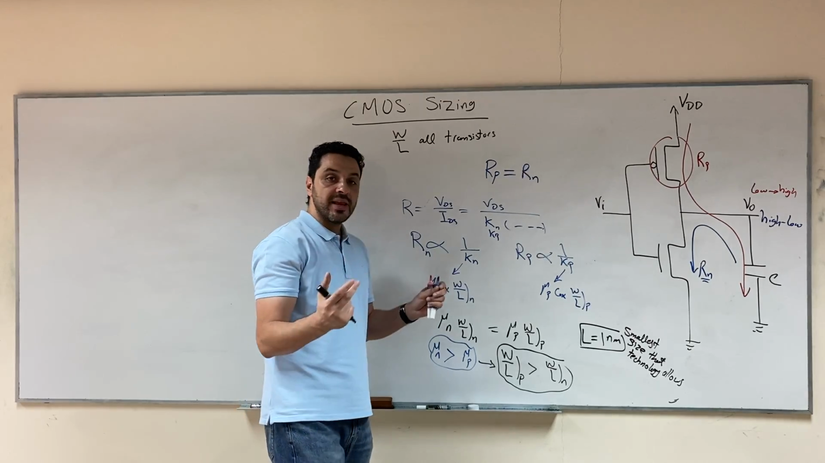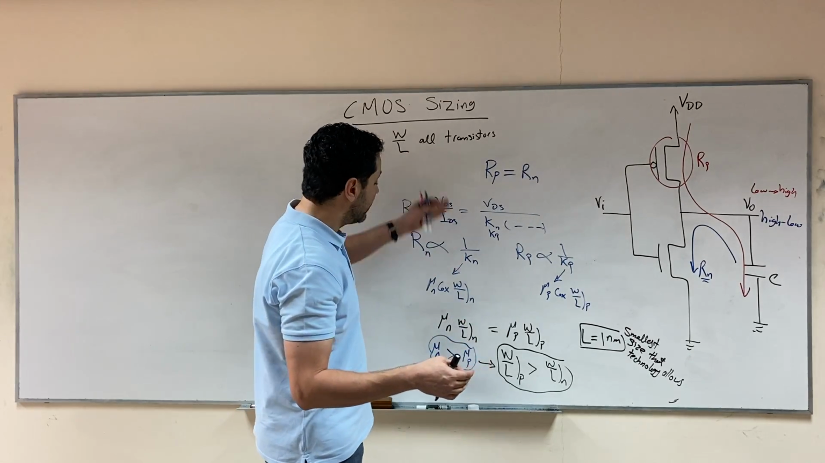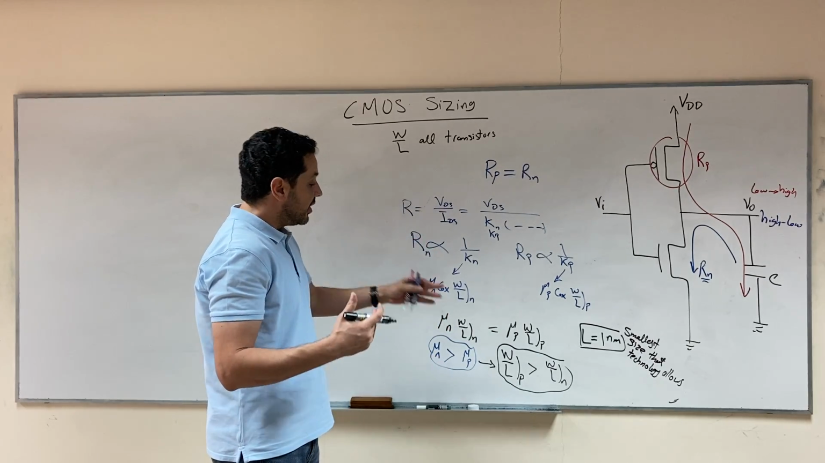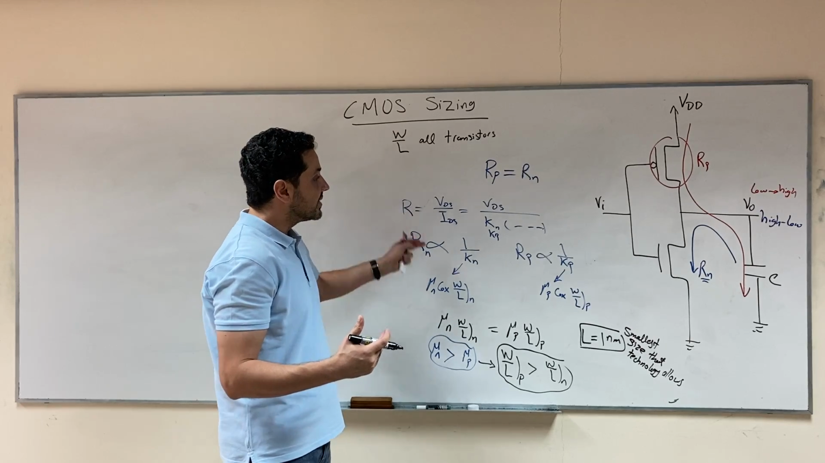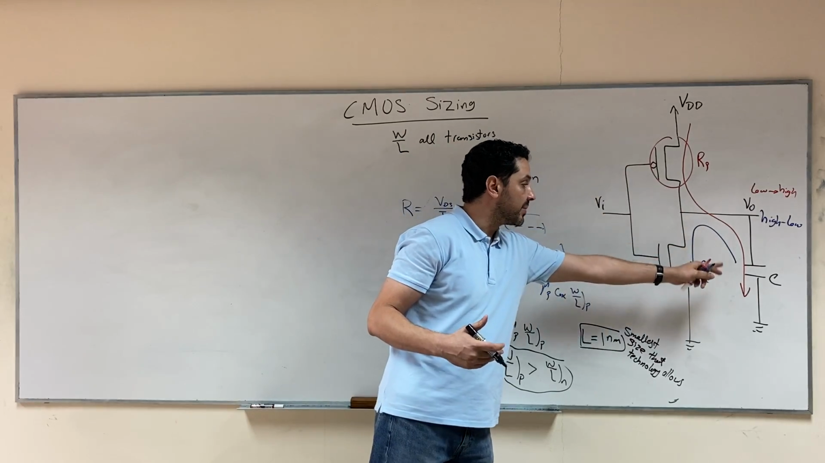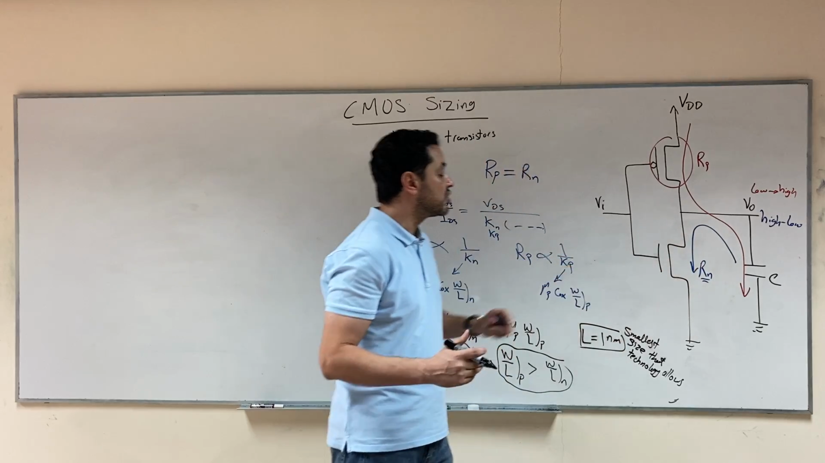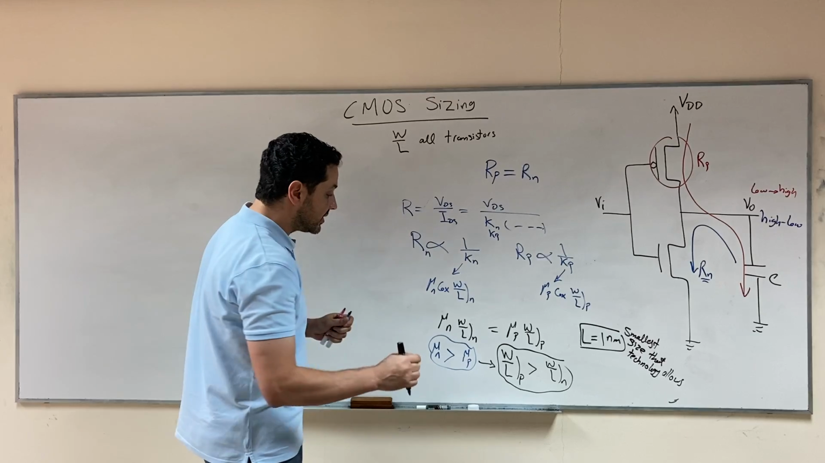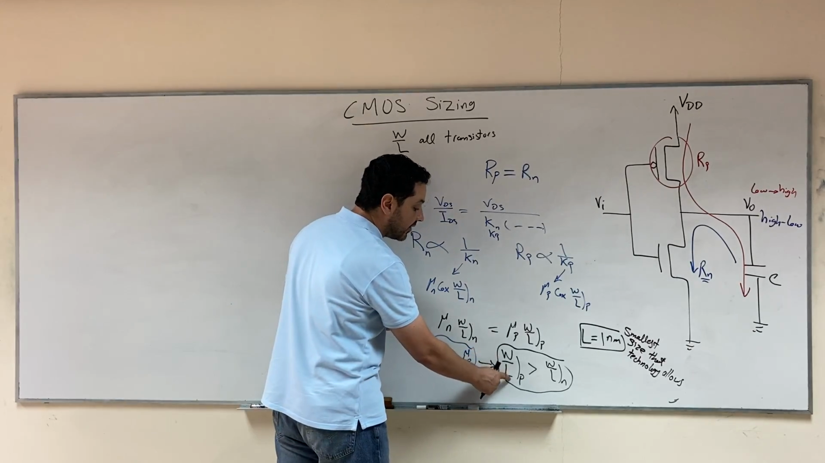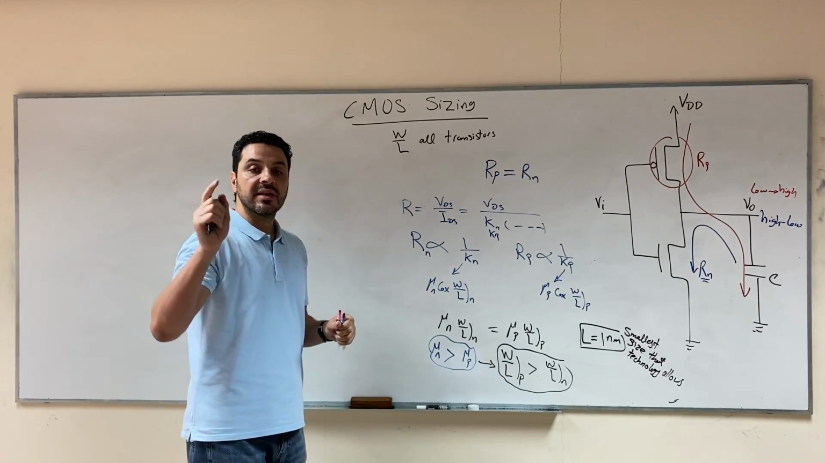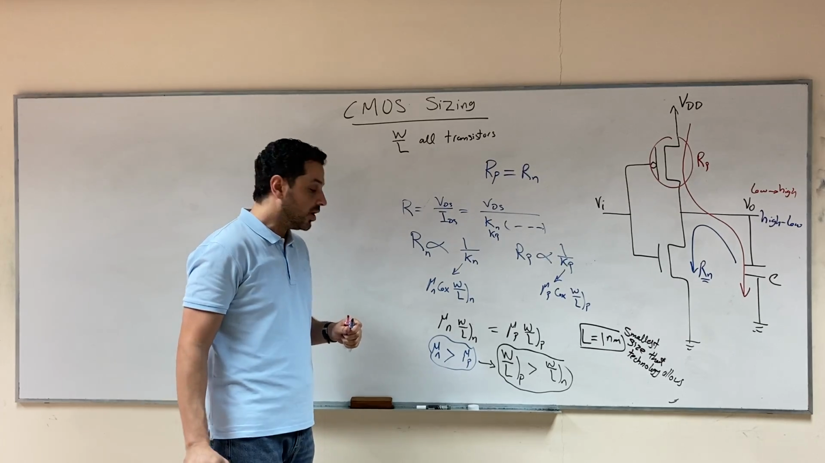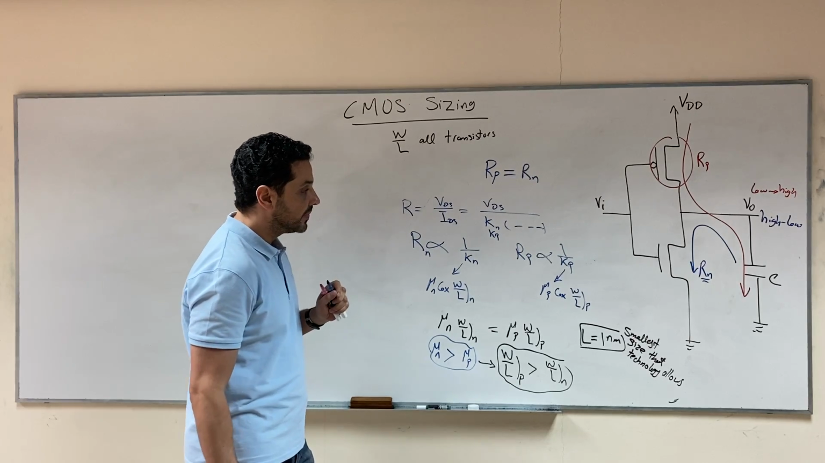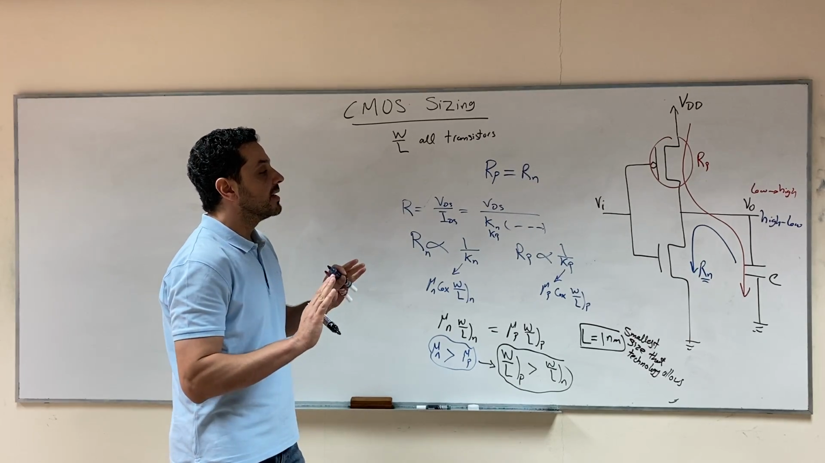So this is the reason why we need to design W over L of both transistors, the N and the P, in order to satisfy that the resistance of the P during charging the capacitor equals the resistance of the N during the discharge of the capacitor. And you always expect that the W over L of the PMOS will be greater than W over L of the NMOS, because the mobility of the electrons is greater than the mobility of the holes. So this is for the inverter.